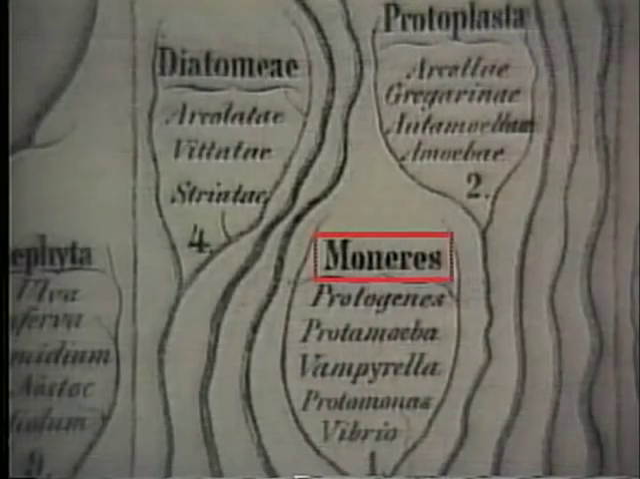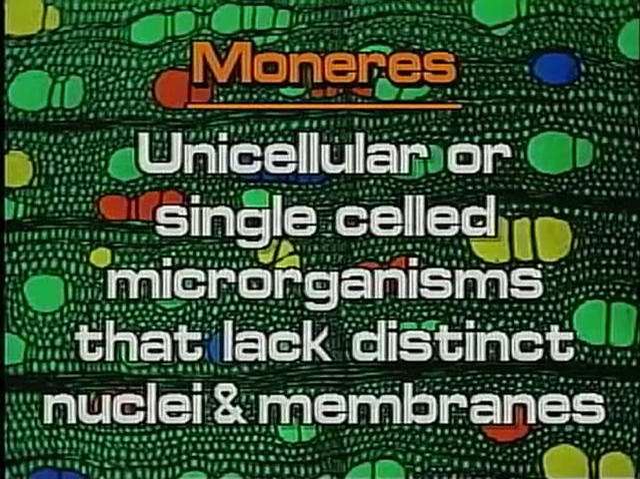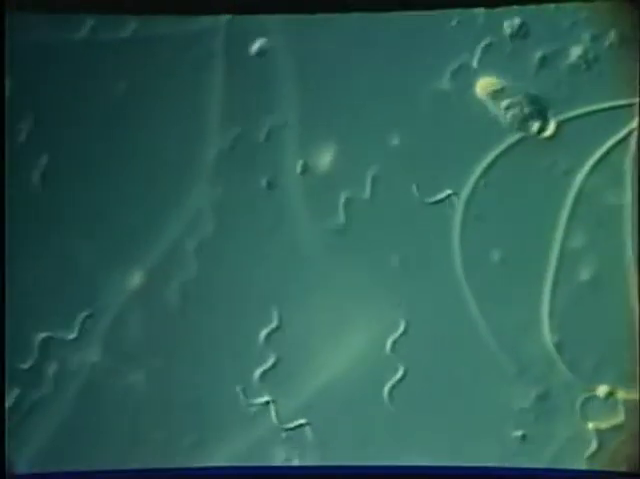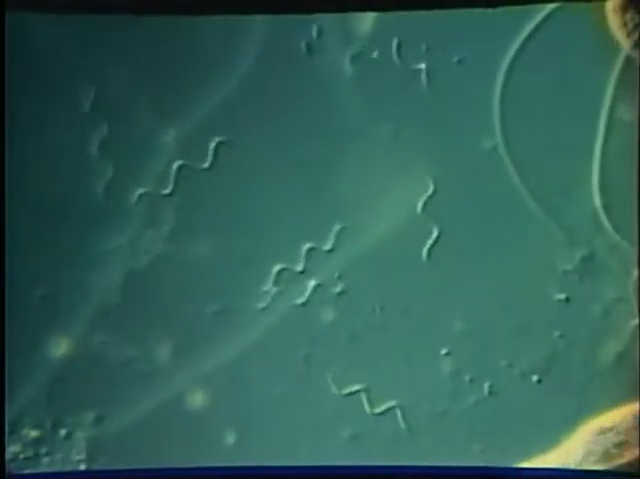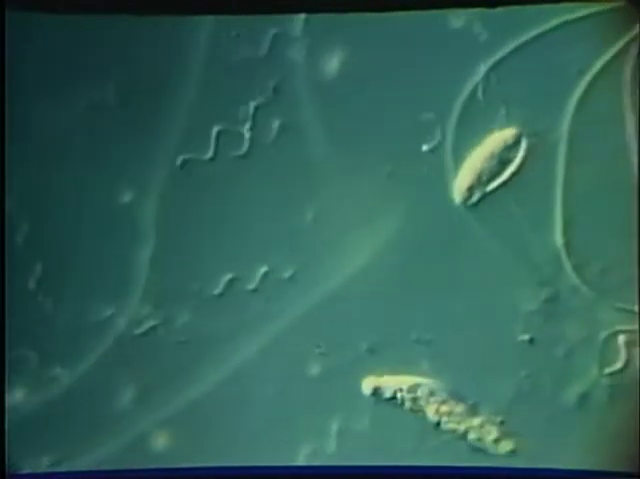First, the kingdom Monera, which are unicellular or single-celled microscopic organisms that lack distinct nuclei and other membranes. There are over 2,000 species of monerans, including bacteria and cyanobacteria. These one-celled organisms are essential to life on Earth for breaking down organic matter, recycling soil nutrients, fermenting foods, and in the manufacturing of food by photosynthesis. Bacteria are also used in leather and textile processing and in sewage treatment.